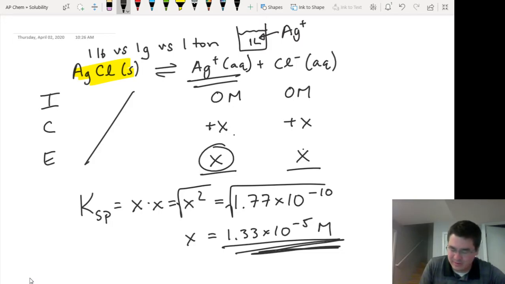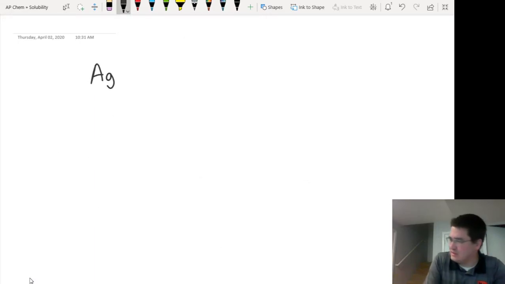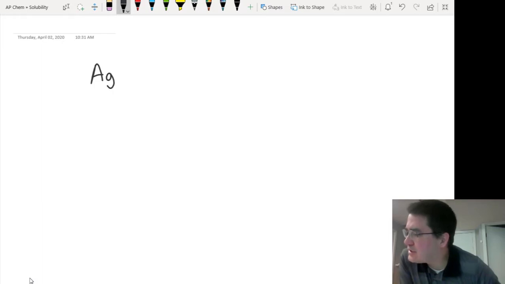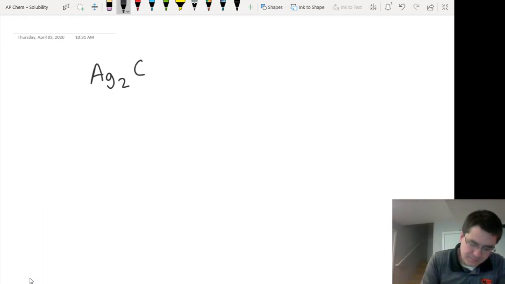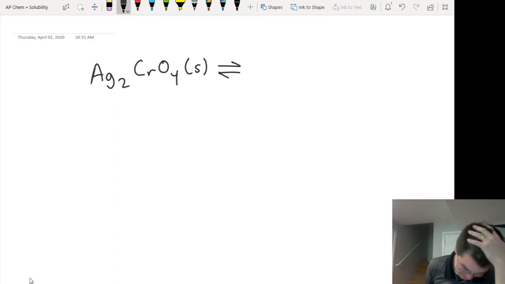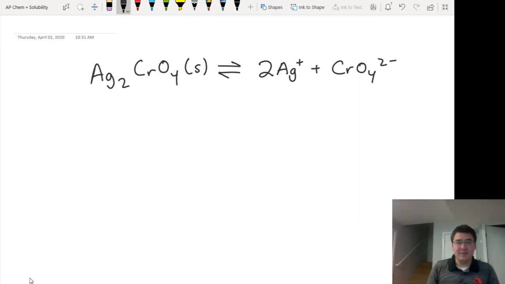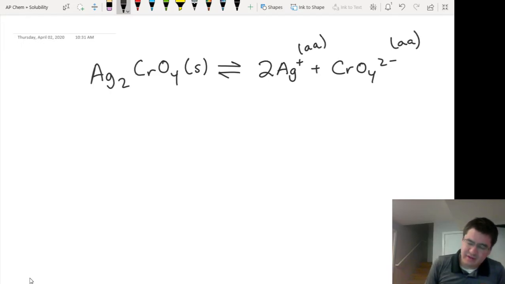You guys may already be thinking ahead to what's going to happen with the silver chromate. So let me do a new window. Silver chromate, Ag2CrO4 solid. What happens when this one dissolves? Oh, you get twice as much silver per unit. So you get 2 Ag plus, and you get a CrO4 2 minus. And I could put it like this.